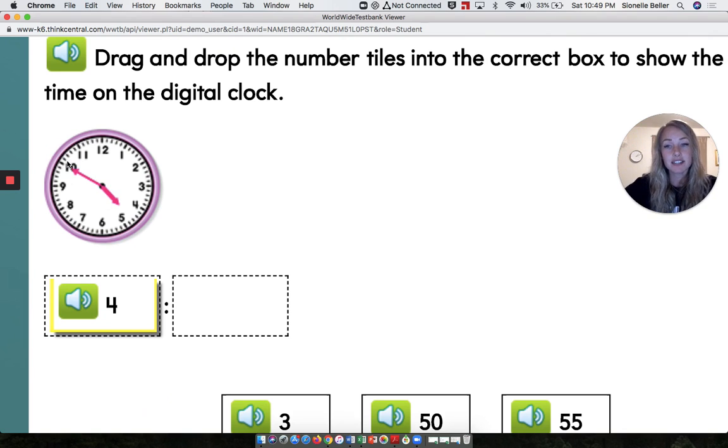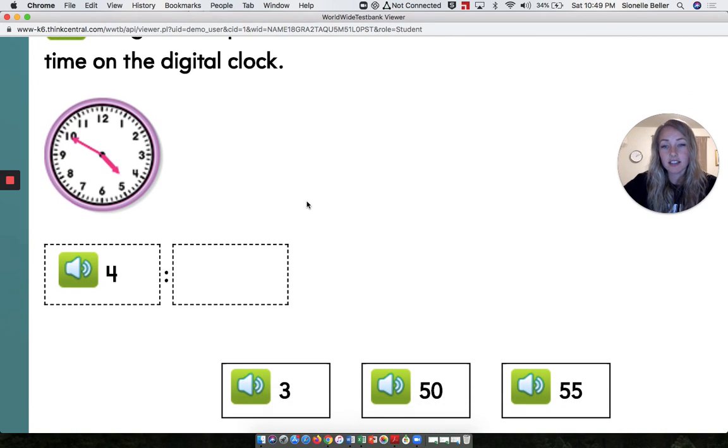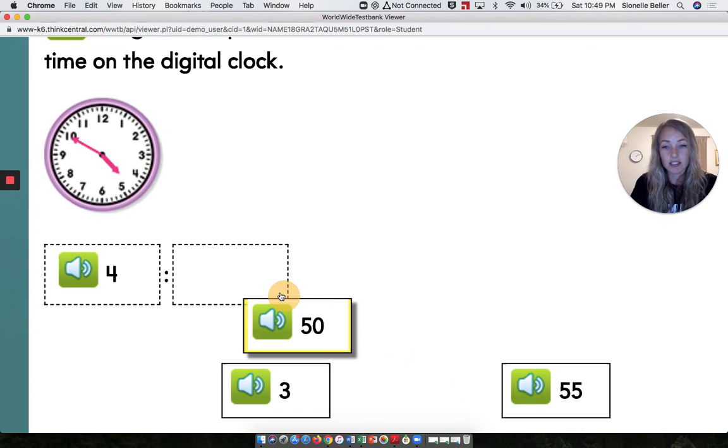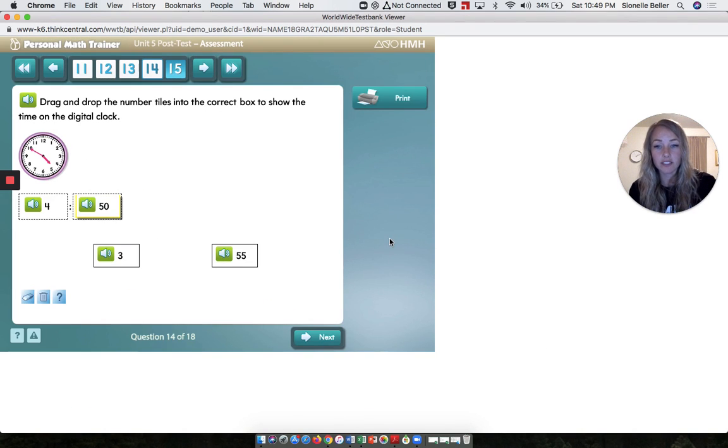Now we have to decide the minutes. And when we find the minutes on a clock, you count by 5s. So you start at 1 and we count by 5s. 5, 10, 15, 20, 25, 30, 35, 40, 45, 50. So the minute hand is at the 10, which is 50. So the time is 4:50.